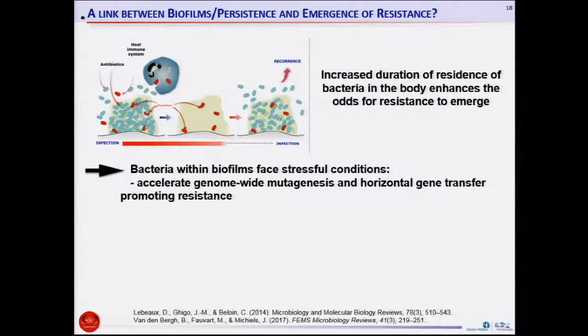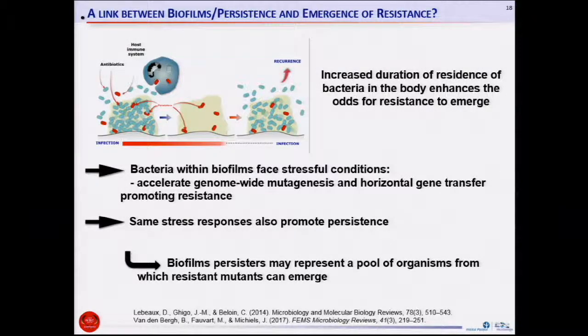That's the first aspect. The second aspect is that because bacteria from biofilms face stressful conditions, you'll have an acceleration of the mutagenesis and the horizontal gene transfer, and we know these mechanisms are promoting resistance. And also what has been shown is that the stress responses that are promoting persistence are in fact more or less the same stress responses that are promoting emergence of resistance. So biofilm persisters may represent a pool, a reservoir of organisms from which resistant mutants can emerge. So we had better try to fight biofilm to also avoid emergence of resistance.